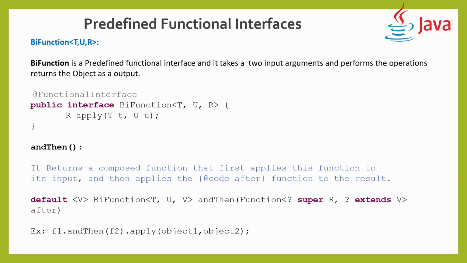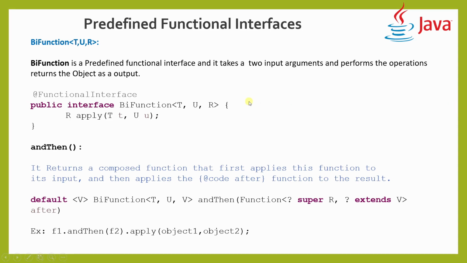So in the last video we discussed the BiPredicate. Now we will see the BiFunction, what its functionalities are and how it works. See, the BiFunction is a predefined functional interface and it takes two input arguments, performs the operation and returns an object as a result.